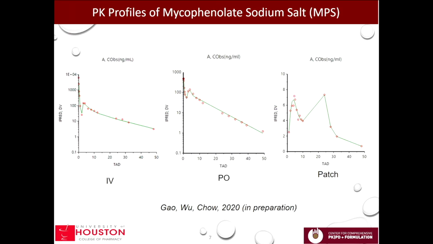And this is the example Dr. Leong also mentioned, mycophenolic sodium salt, IV, oral, and patch. You probably recognize the y-axis, the concentrations in the blood, very low from the patch, which is intended. You don't want it to get into the circulation. But from IV and oral, we recognize a second peak, and there's another one from the patch. Okay.